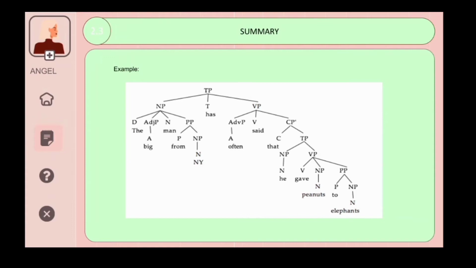or the complementizer phrase, complementizer "that," and then the tense phrase, noun he, and then the verb phrase, verb gave, and then the noun phrase, noun peanuts, and the prepositional phrase, preposition to, and then the noun phrase, noun elephants. So the sentence goes, the big man from NY has often said that he gave peanuts to elephants.